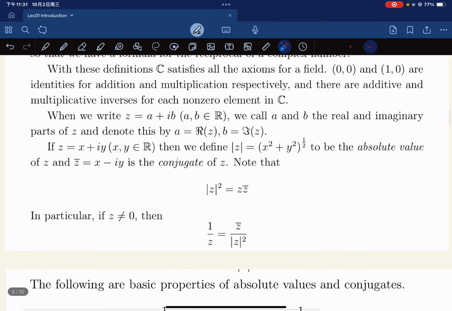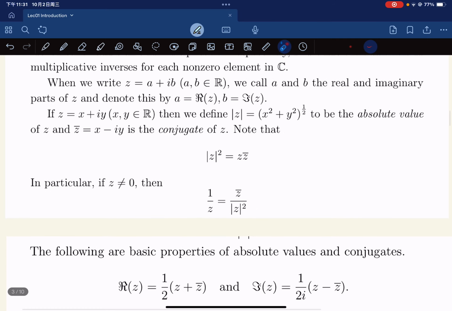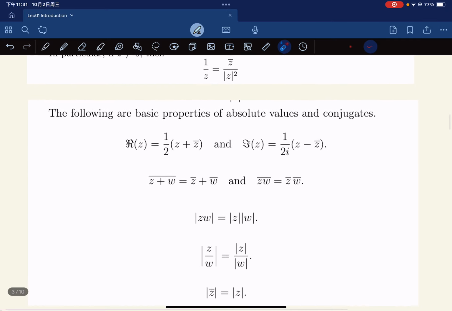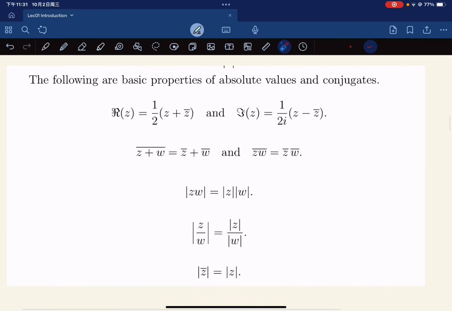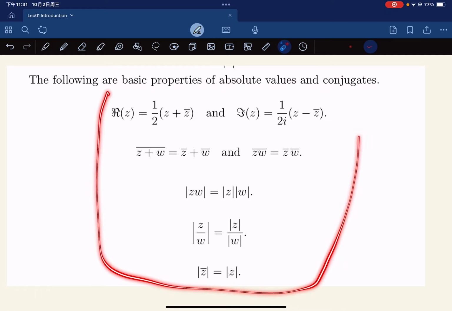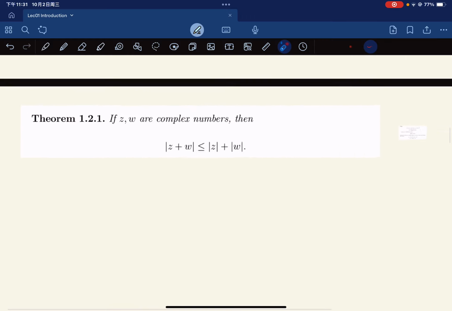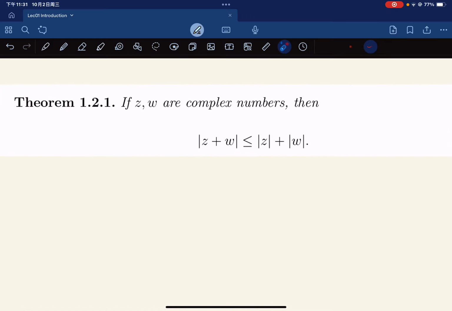All this content now, you might have seen before, right? And the following, which will not be proved, are the basic properties of absolute values and conjugates, okay? So maybe you just pause and take a look at those. And right now we have our first theorem: for z, w complex numbers, we have the triangle inequality. This is the triangle inequality. So how do you prove this?